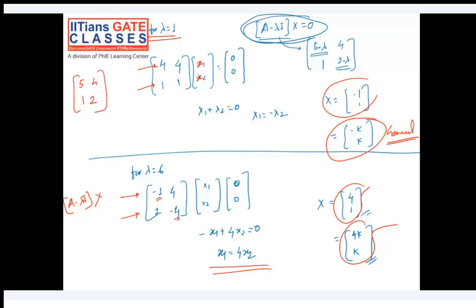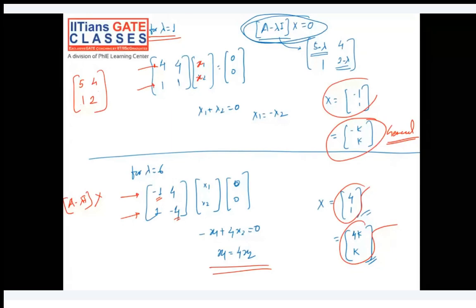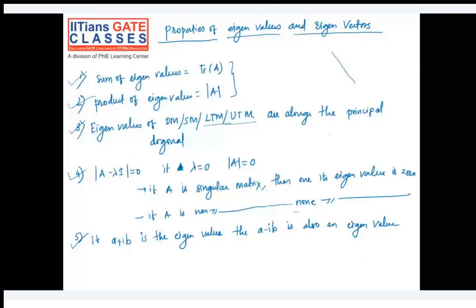Okay, so write down these notes, properties of the eigenvalues and eigenvectors. Write down the heading, properties of the eigenvalues and eigenvectors. These are very important points. These points will help you to solve the problems quickly. So be focused. First property: sum of the eigenvalues is equal to the trace of the matrix.